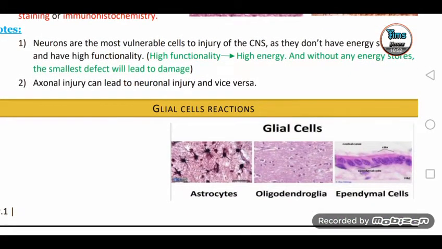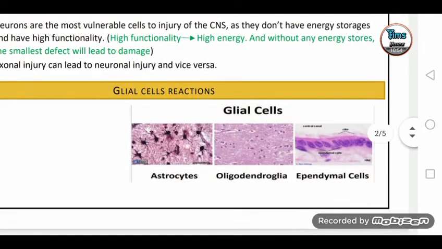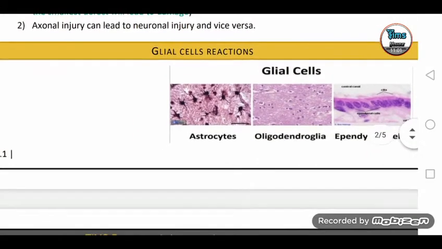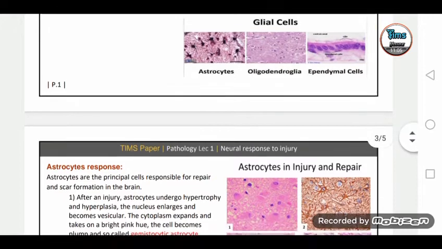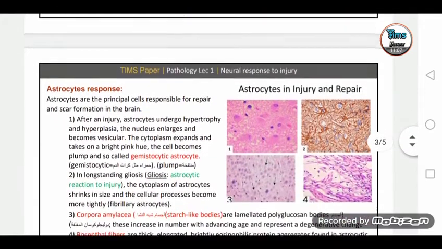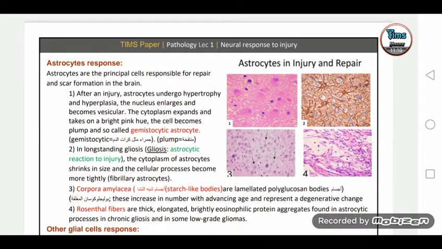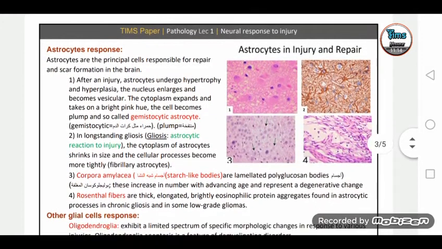We're going to talk about the glial cells reaction. The glial cells are the astrocytes, the oligodendroglia, and the ependymal cells. Each of them has a very important function in the central nervous system, because they all work as a supportive tissue to these neurons.